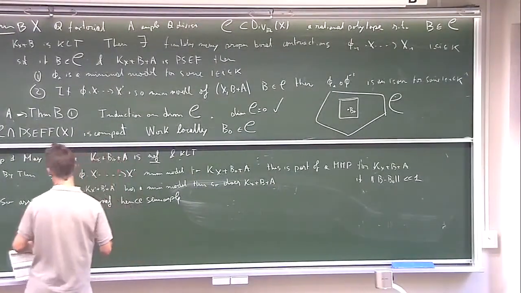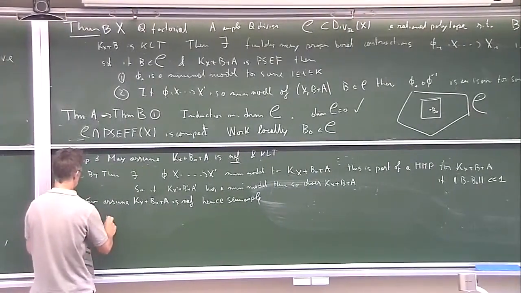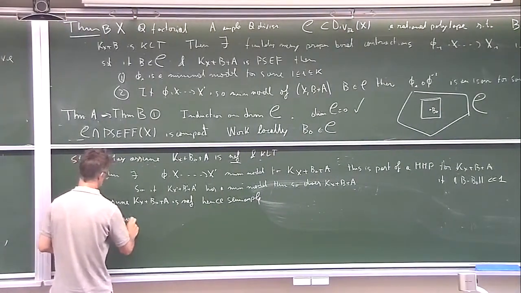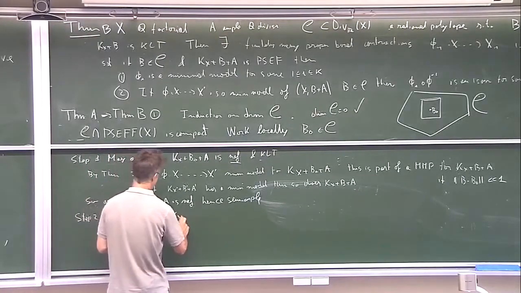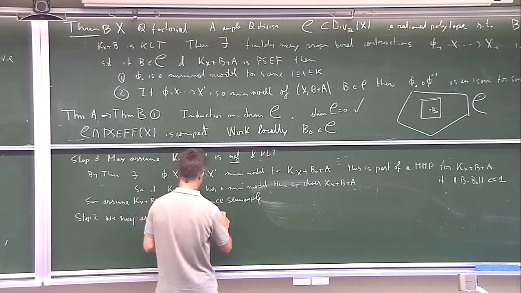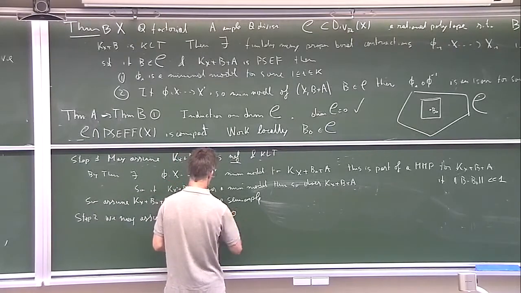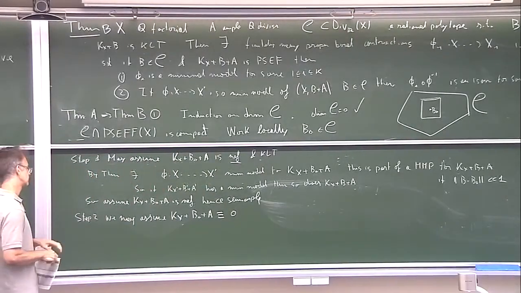So maybe I'll say it the following way. Step two, we may assume that K_X + B_0 + A is numerically equivalent to 0. So how does this work?